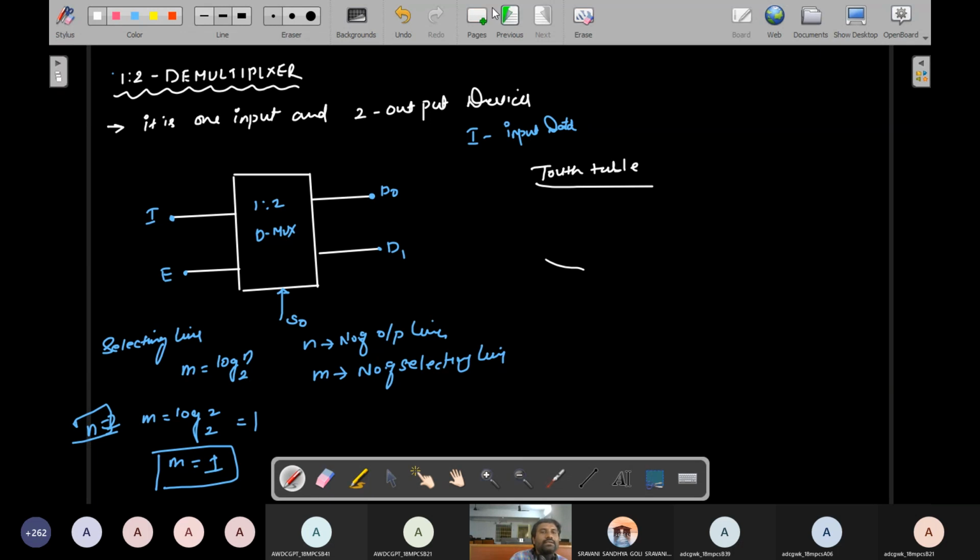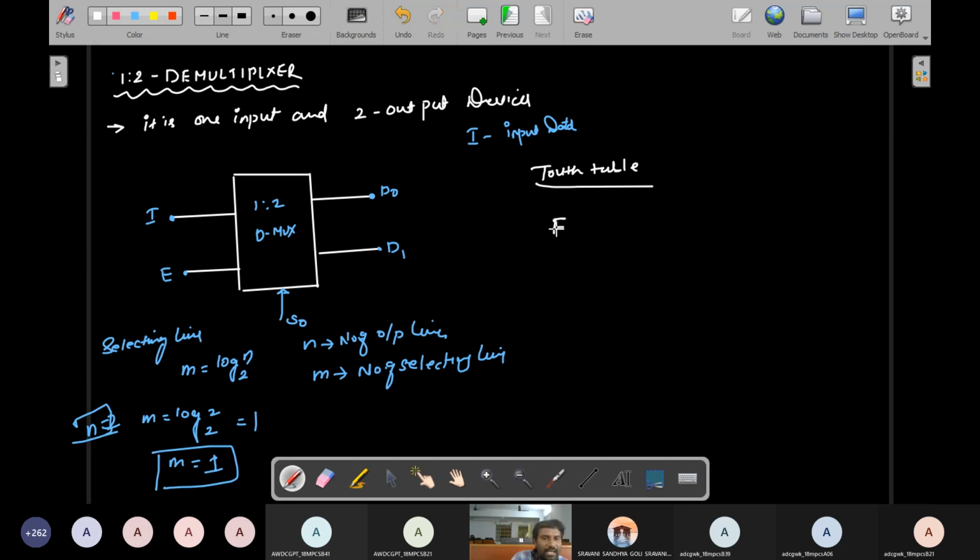So for the truth table, first of all, what you will write is enable. I use enable only for the 1:2 multiplexer. In the remaining multiplexers, this enable is always in the high condition, so there is no need to write E in the truth table every time.